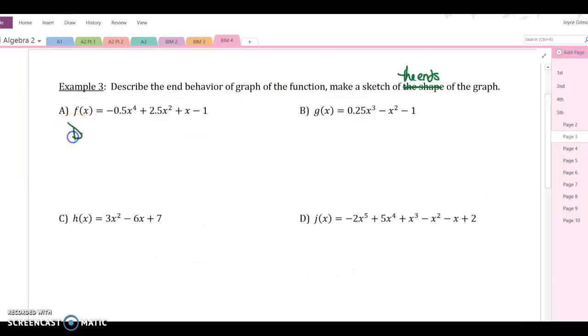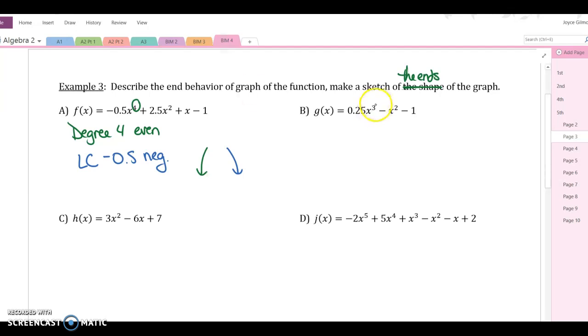In example A, our degree is 4. Is 4 an odd number or an even number? Even. That means the two ends are going to go in the same direction, both up or both down. The leading coefficient is negative 0.5. That's definitely a negative number. So the right side will point downward, and because the degree is even, the left side will do the same thing. Now, something's going to happen in the middle to connect these two arrows, but right now we don't care about the middle. We only care about the ends.